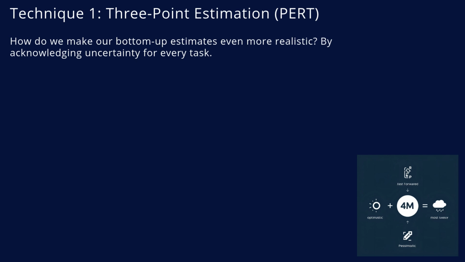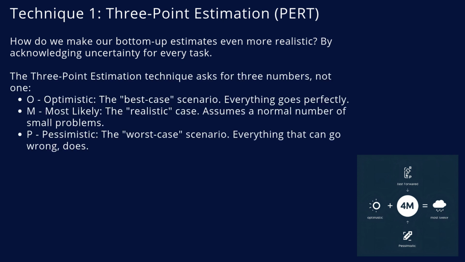A very powerful principle is to stop trying to find one single, perfect number. Instead, we embrace uncertainty by using three-point estimation. Instead of asking a developer, how long will this task take, you ask them for 3 numbers. First, the optimistic estimate, O, the best-case scenario, if everything goes perfectly with no interruptions. Second, the most likely estimate, M, the realistic guess, assuming the normal amount of daily friction. And third, the pessimistic estimate, P, the worst-case scenario, if the technology fights you and the requirements are unclear.